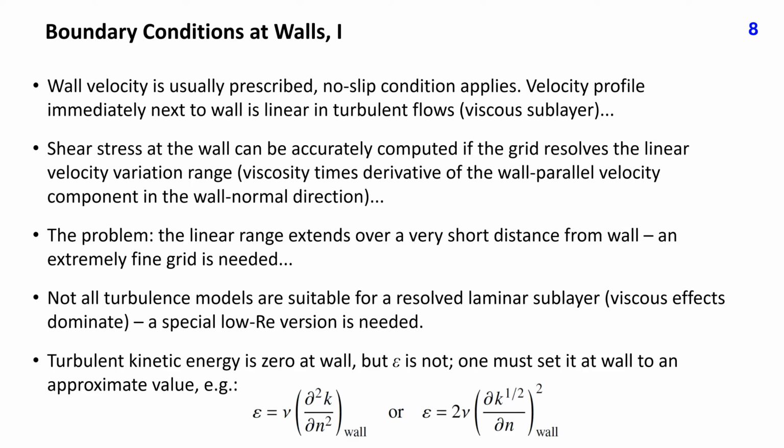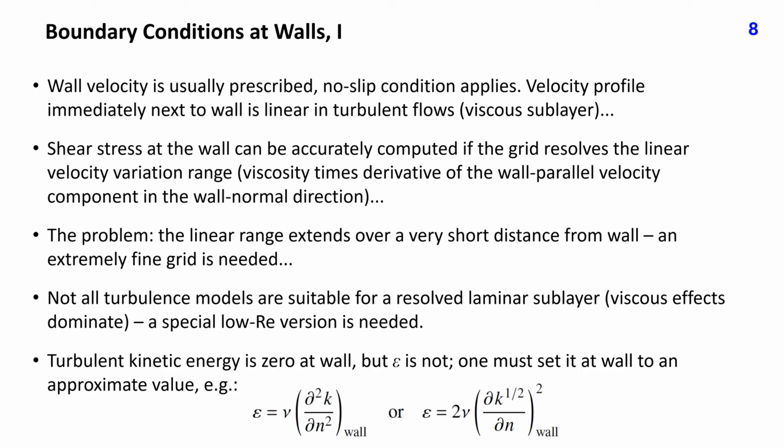The problem is that the linear range extends over a very short distance from the wall, and to resolve it, an extremely small grid spacing in wall normal direction is needed. In addition, not all turbulence models are suitable for a resolved laminar sublayer, where viscous effects dominate. A special so-called low Reynolds number version is needed. Note that low here refers to the Reynolds number based on velocity fluctuation, which tends to zero with a vanishing distance from wall.